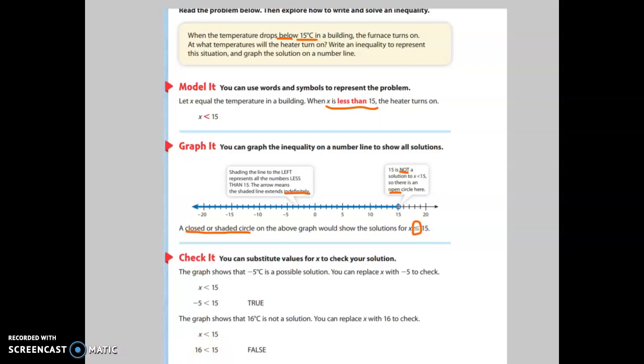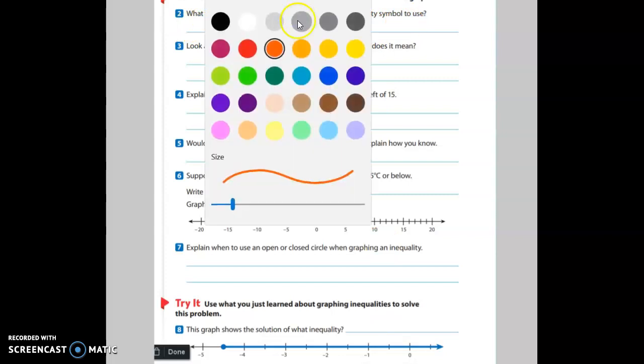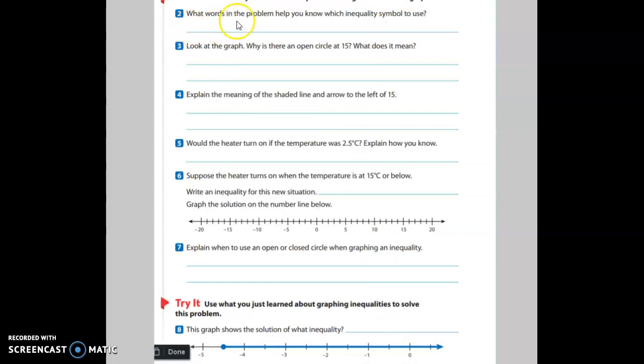All right, so now we're looking at our connected page for these notes. We have here what words in the problem help you know what inequality symbol to use. So we kind of talked about this a minute ago. We know the words below, and that E is looking a little rough there, so below or less than.